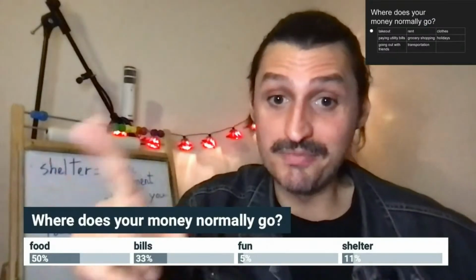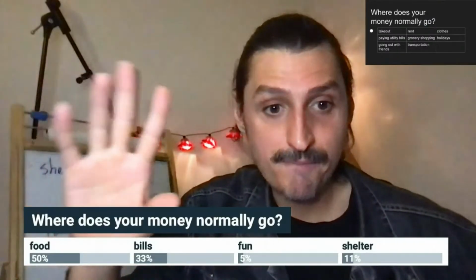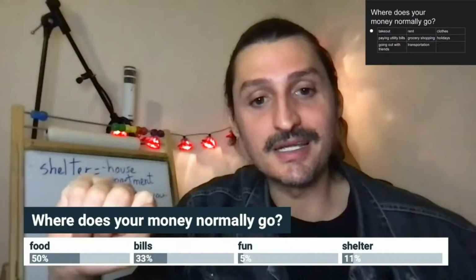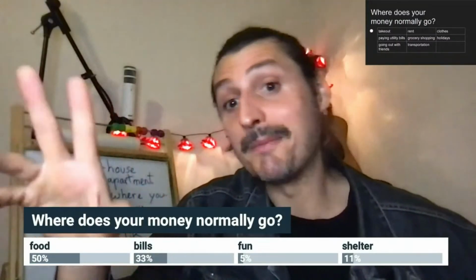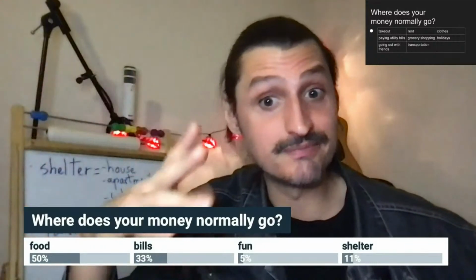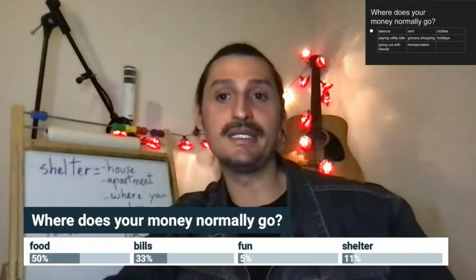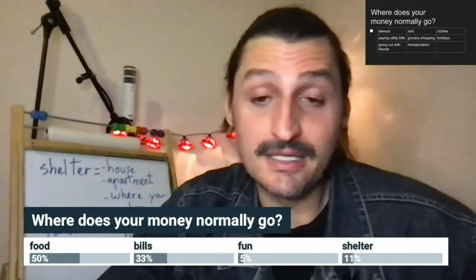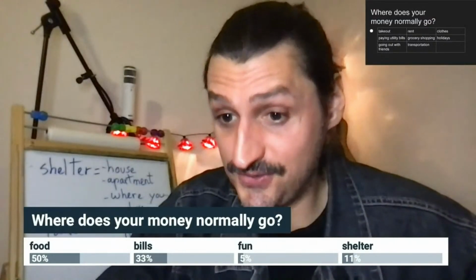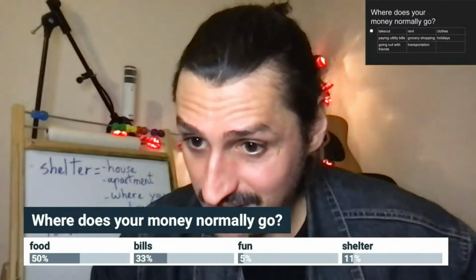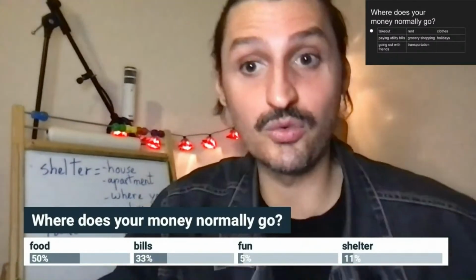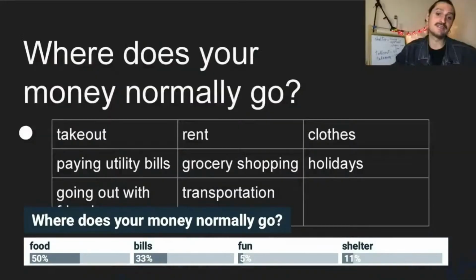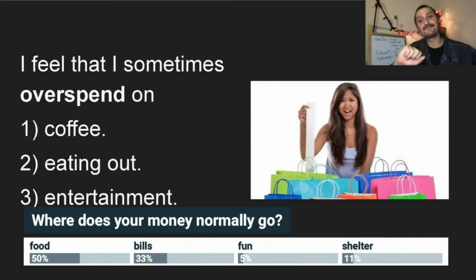I asked you, where does your money normally go? Most people say that money goes to food. 33% bills, right? So food, most people agree that food is the biggest expense. Okay. Very good, everyone. Awesome. So we're going to continue here. So where does your money go? Most people agreed that it goes to food, right?